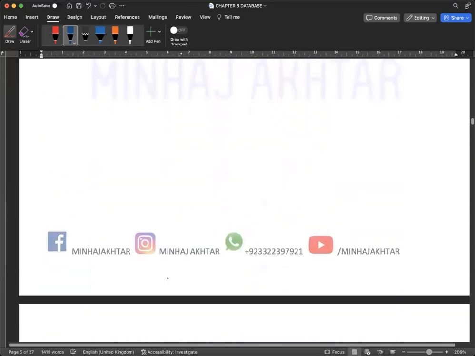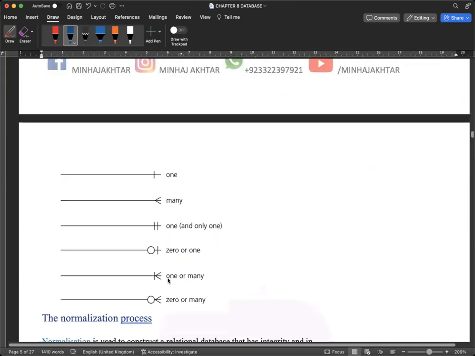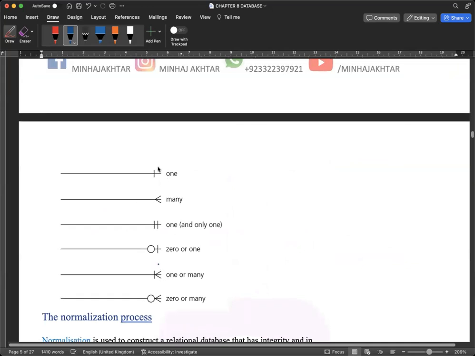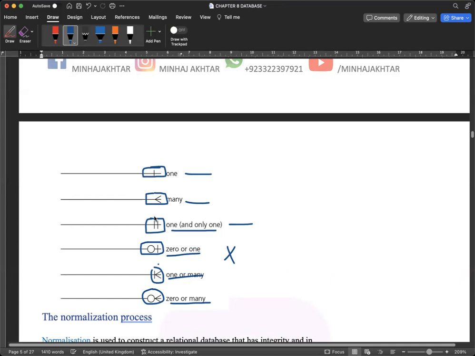There are some symbols. I'm going to show you the symbols. Yes, there it is. Look. This is for one. This is for many. One and only one. Zero or one. One or many. Zero or many. So these are some symbols. What does zero mean? Zero means no table is connected, so you can write this one. If it is one and only one table, you can write these two lines. If it is connected with many tables, you can see this symbol. And if only one table is connected with the one, you can see this symbol.